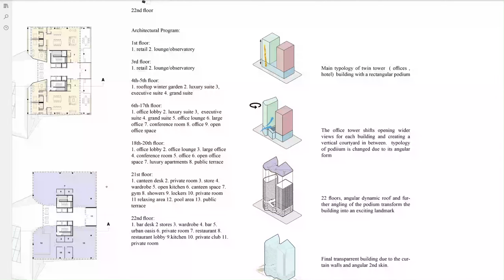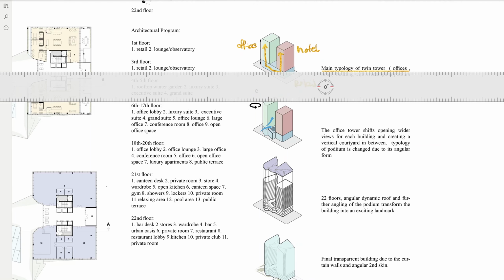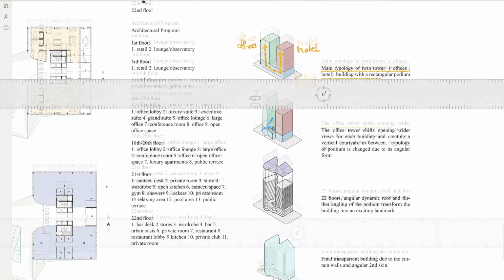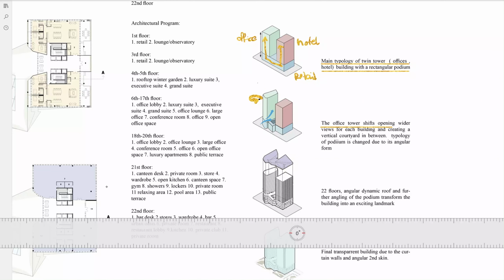The concept of the building is 2 towers, 1 tower for the hotel and then another tower for the offices. So this is kind of the main typology of this type of building, which is a twin tower, and then you have a rectangular podium. But you want to change that typology. You want to make architecture more exciting. So a way to change the typology of the podium or this twin tower is, for example, to rotate this part. If that rotates and it is more angular, you have this interesting dialogue between these 2 towers. One is more rectangular and another more angular and sculptural.